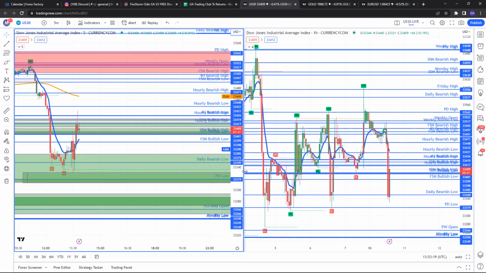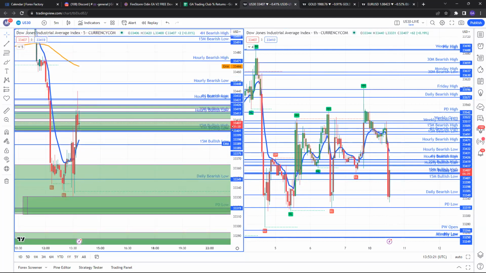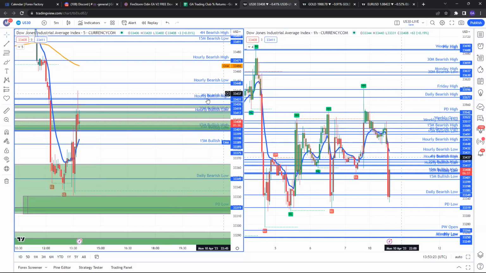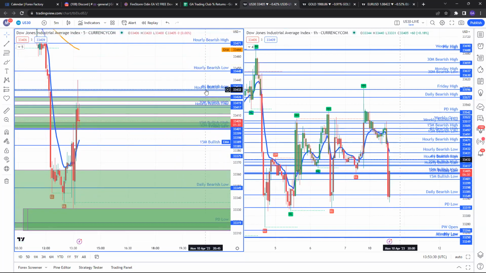So that's how you see all these green markups or shadings. We have an hourly bullish high, hourly bullish low, and also we do have a 4-hour bearish low up here where US 30 is rejecting from.